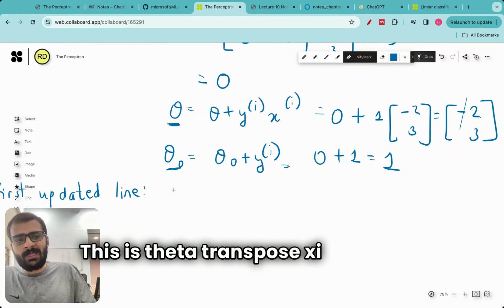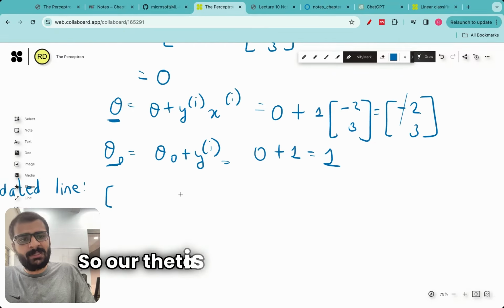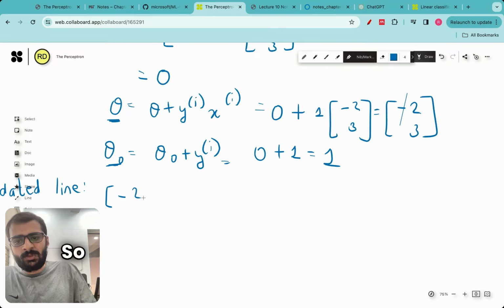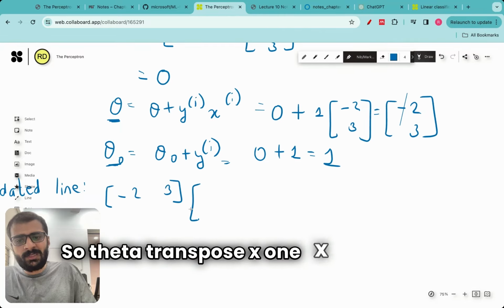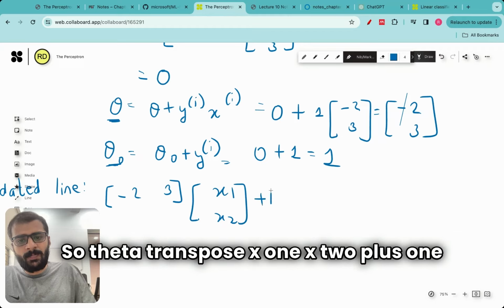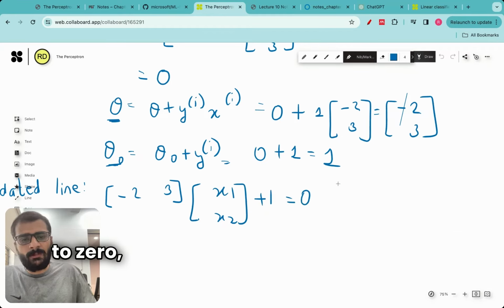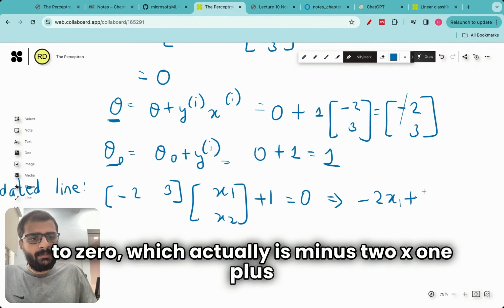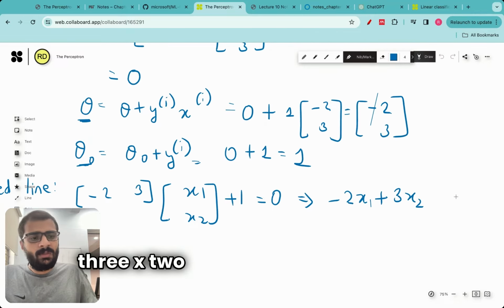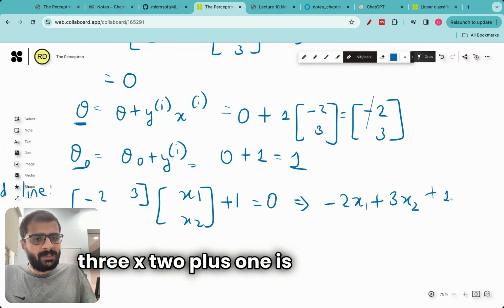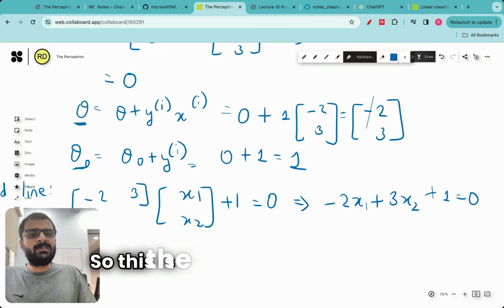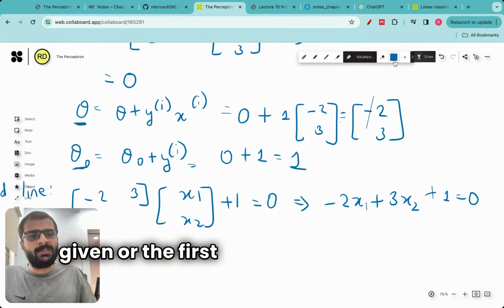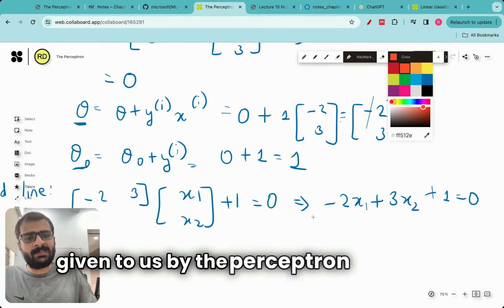This is theta transpose xi plus theta naught. So our theta is minus 2 and 3. So theta transpose x1 x2 plus 1 is equal to 0, which actually is minus 2x1 plus 3x2 plus 1 is equal to 0. So this is the first answer, or the first iteration answer, which is given to us by the perceptron algorithm.